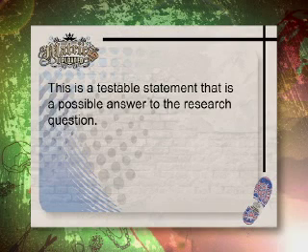Now, Kumbulani, remember our examples earlier. If you ask the question, why does grass turn yellow under the brick? A possible hypothesis could be the grass turns yellow because it does not receive any sunshine. This is a testable statement that is a possible answer to the research question. If you ask the question, does temperature affect how sugar dissolves? A possible hypothesis could be more sugar dissolves in hot water than in cold water.